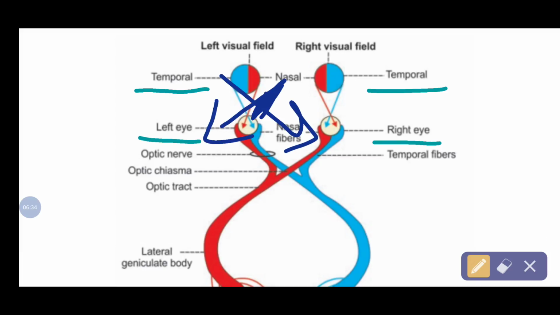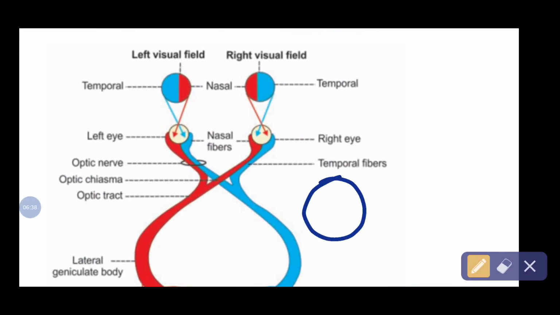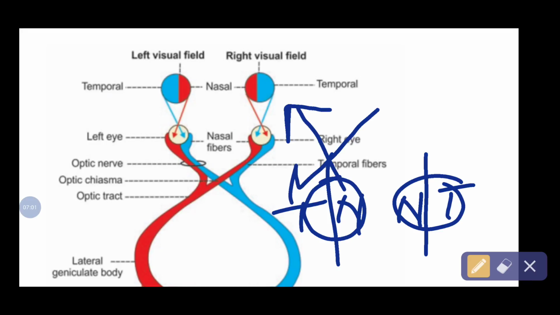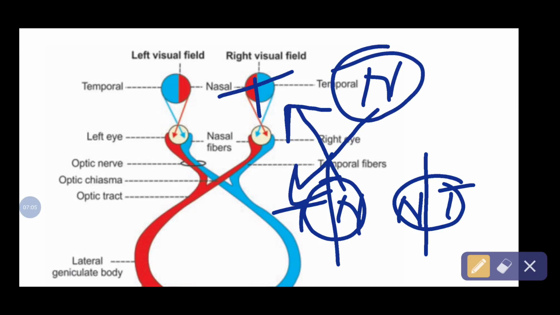Okay. Now try to understand, if this is your eye, it is divided into two parts. This part is your nasal part because it is close to the nose. This is your temporal part. Okay. Now this nasal part of the retina is able to see the temporal field of your left visual field, and this temporal part of the retina will receive the nasal field of your left visual field. So it happens like this.